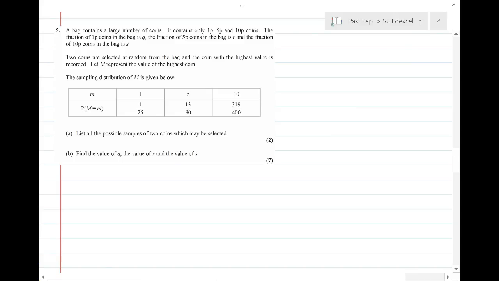So question 5 is a sampling distribution question. It's actually a probability question really, because we're given the ratios. Well, we're given them as Q, R and S as the ratios of these 1 pence, 5 pence and 10 pence coins. And the sampling distribution that we have here is the value of the highest coin. Anyway, more of that in a moment.